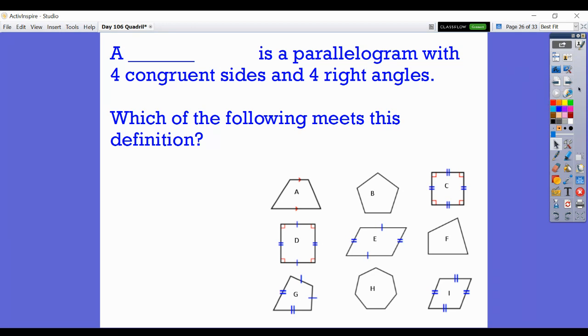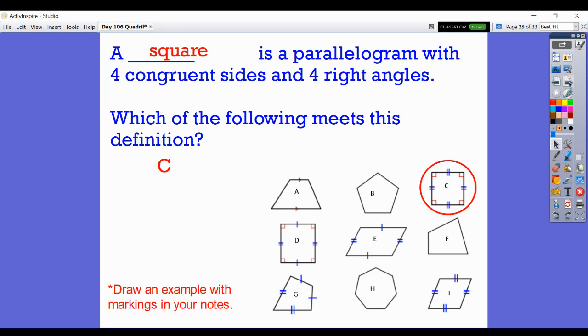All right, so you're back. You must have the answer. And I knew you guys would get C. I knew you would get C. You have been so on it. You are so sharp. You got C, and the shape is a square. Draw an example with markings in your notes.